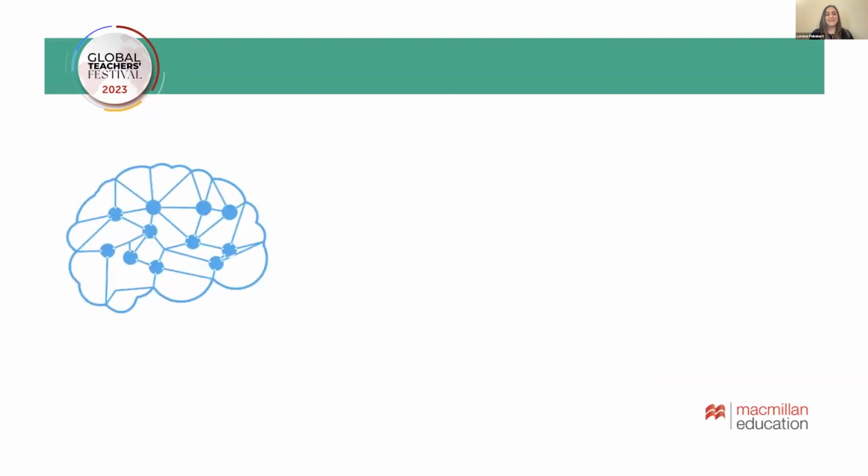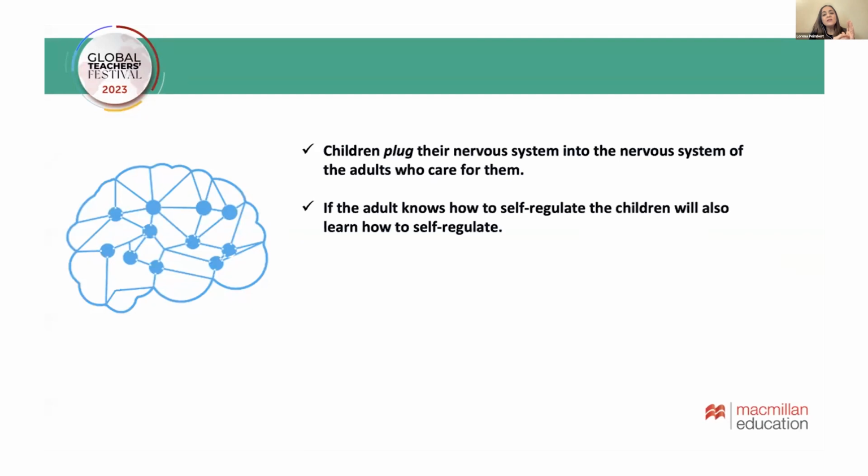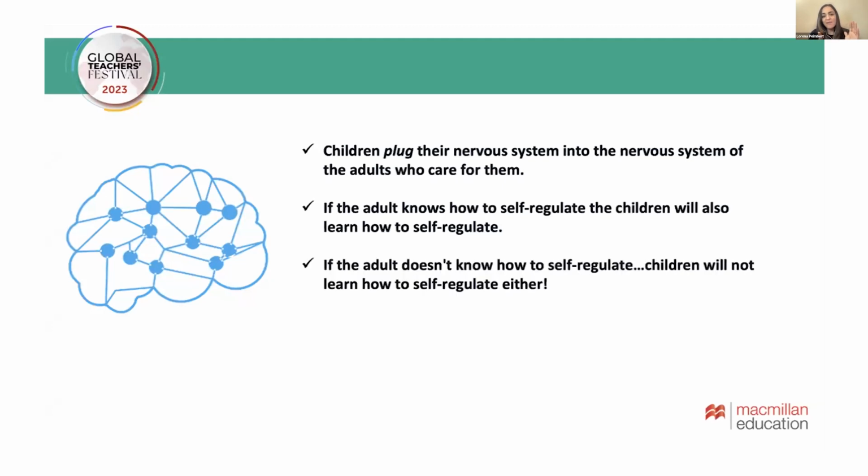Now, brain things that I love to share with you. Children plug their nervous system into the nervous system of the adults who take care of them, all right? If the adult knows how to self-regulate, the children will also know how to self-regulate. If the adult doesn't know how to self-regulate, children will not know how to self-regulate. So be careful, yes? If you shout, they shout. If you calm down, they calm down, all right?